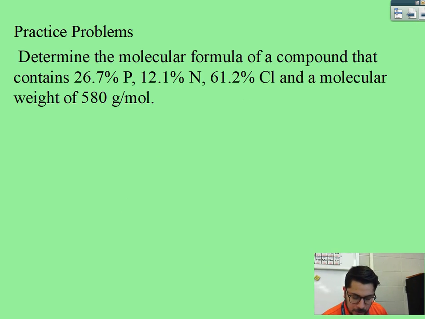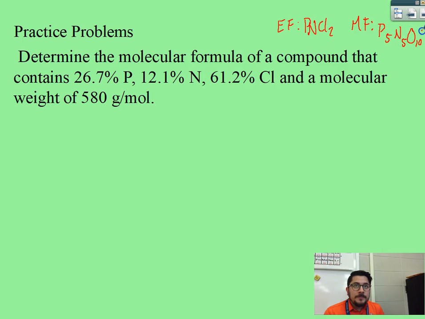Try doing this one on your own. I'll put the answers off to the side. If you got them, then you can skip the rest of the video unless you want to watch the extra credit, and you're good. If you did not get it, then play the video and figure out how I did it. For the empirical formula, for this one, I got PNCl2. And so for the molecular formula, then I got P5N5Cl10. So if you got that, you can skip and you're done unless you want to watch the extra credit. If you didn't get it, then watch the video.